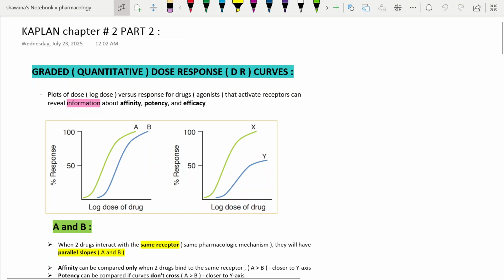We will be discussing the second chapter of preclinical Kaplan pharmacology, and now is the second part of the second chapter. So let's dive into it.